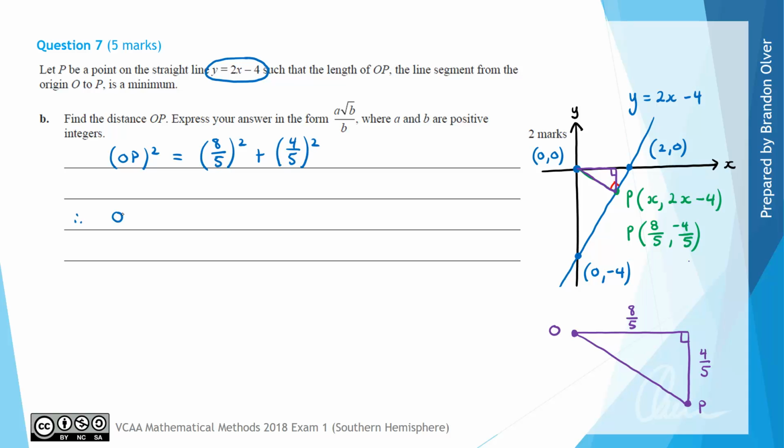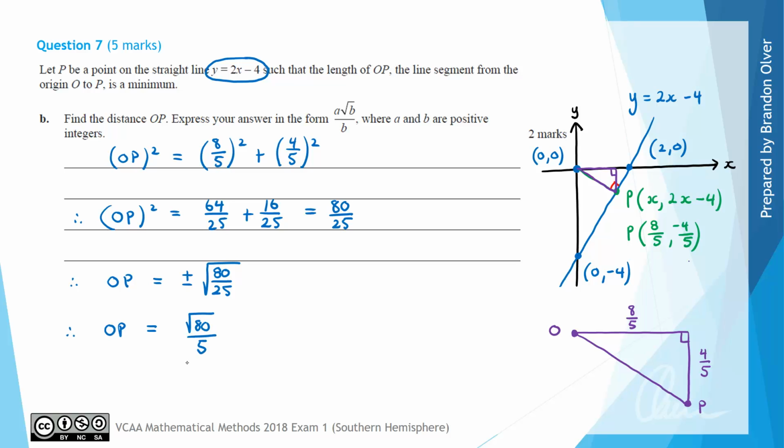So therefore OP squared is going to equal 64 on 25 plus 16 on 25, which is equal to 80 on 25. Therefore the length OP is equal to plus or minus the square root of 80 over 25. However, we know that OP is a length, so it must be positive. So it's going to be positive the square root of 80 over 5, and we're now getting it close to the form we need it in.